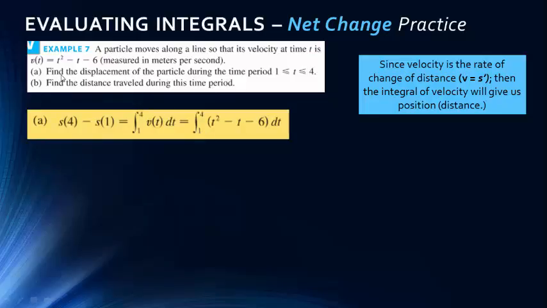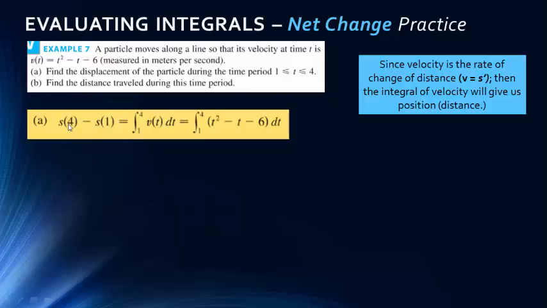So the first thing says find the displacement of the particle during the time period. Where is the particle now? A particle moves along a line. Its velocity is given as t squared minus t minus 6. So find out where the particle is now.